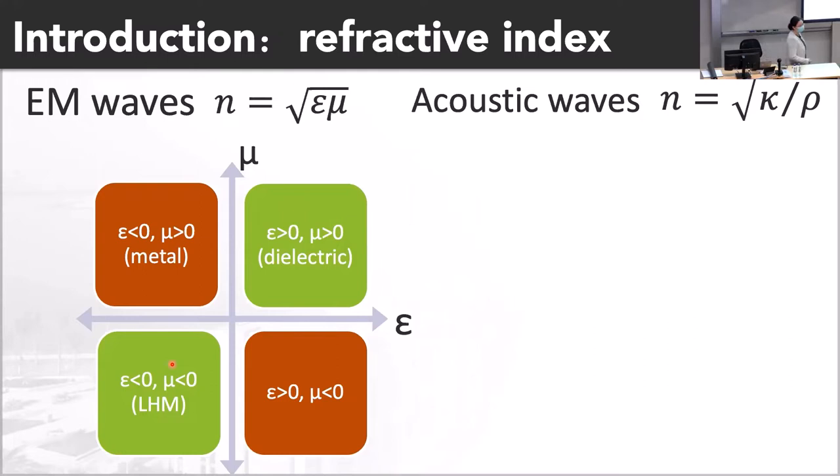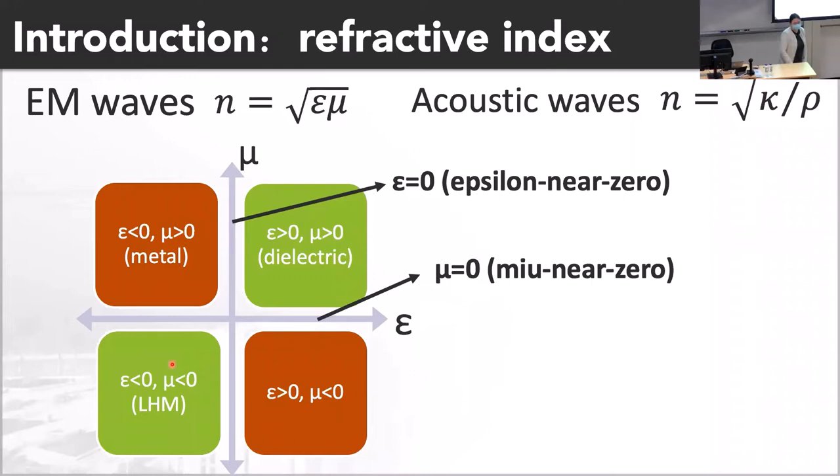So we have all seen this negative refraction, because the refractive index becomes negative. And now the question is, we are interested in this entire space. So what happens on the axis? On the vertical axis, the dielectric constant becomes zero, and this is the so-called epsilon near zero material. Similarly, on the horizontal axis, the magnetic permeability mu equals zero, and this is referred to as mu near zero material.